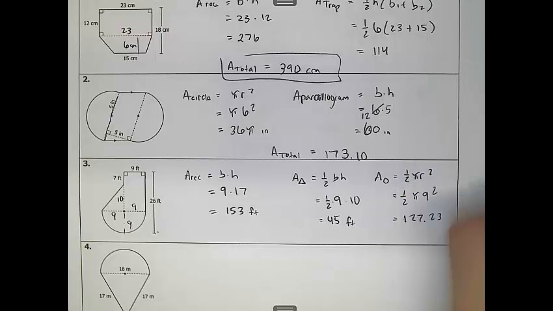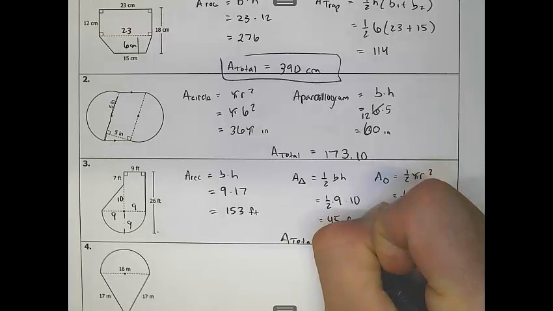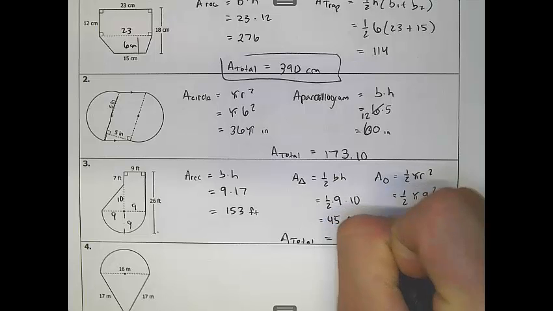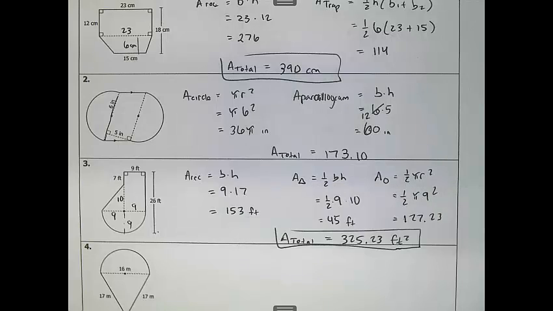127.23. And then if we add up the total area of the whole figure, we get the right answer of 325.23, and that's square feet. Don't forget your units, and there's our answer.